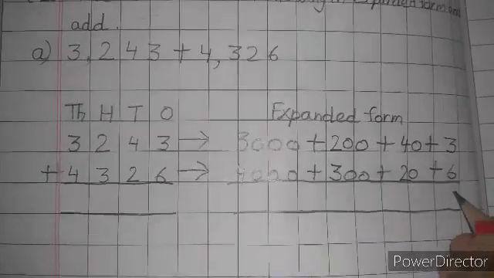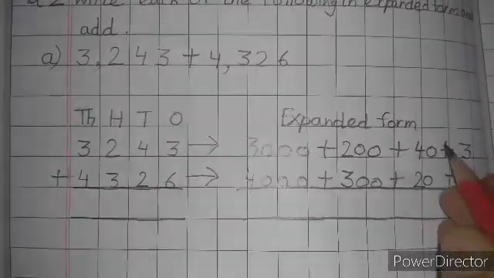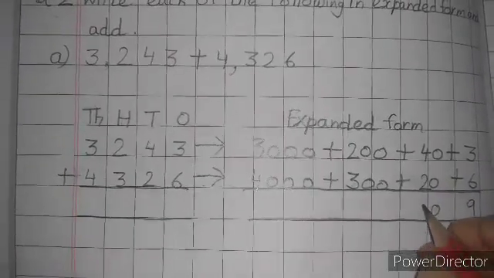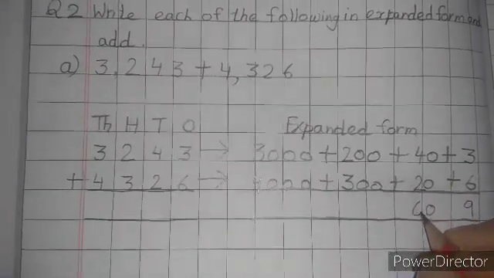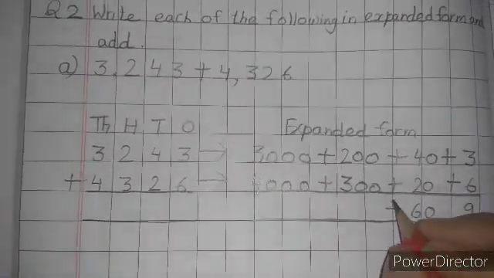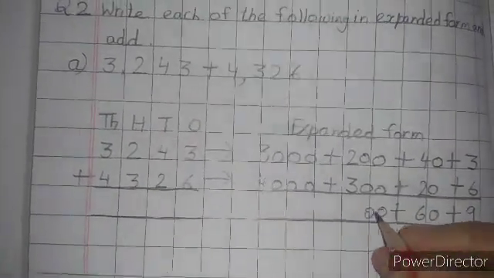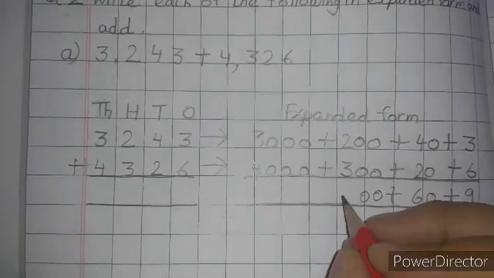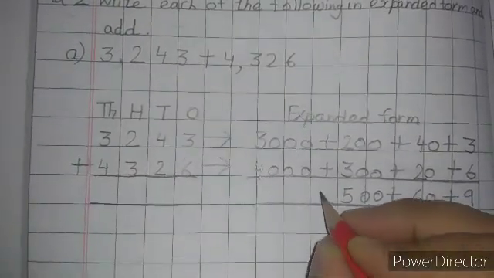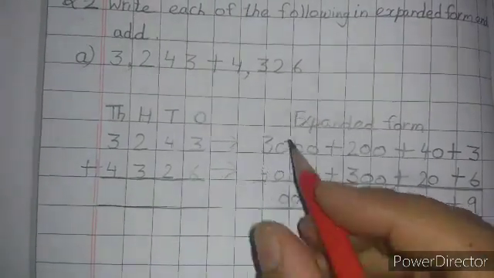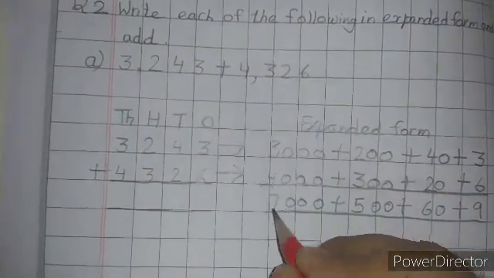Now we will start adding from the ones side. 3 plus 6 is 9. 0 plus 0 will be here 0. 4 plus 2 is 6. Put the sign of addition in between. 0, double 0 will come here. 2 plus 3 is 5. Here triple 0 will come, and 3 plus 4 is 7.